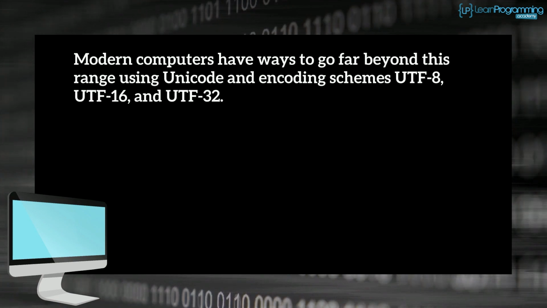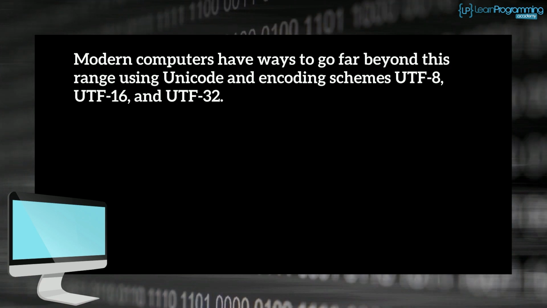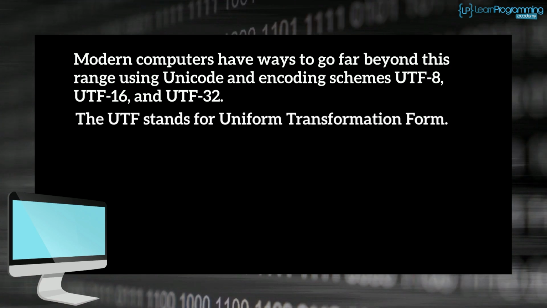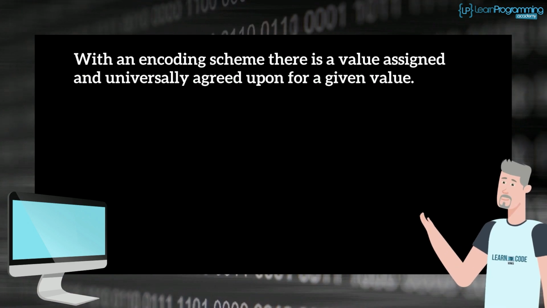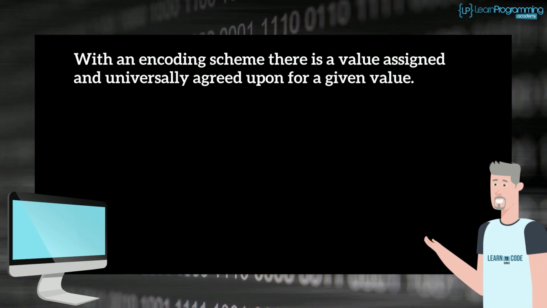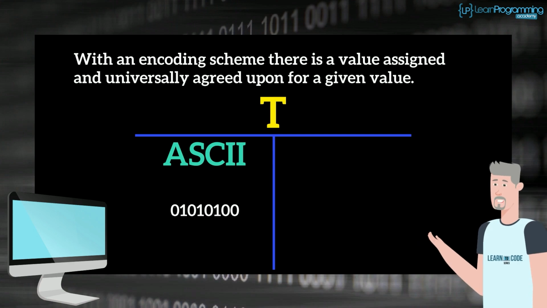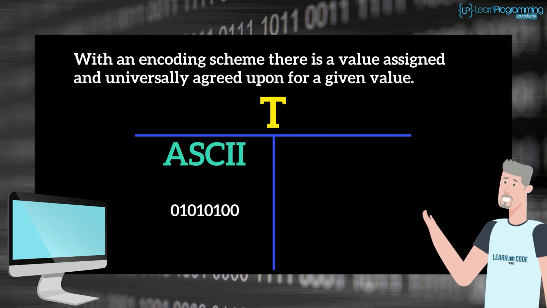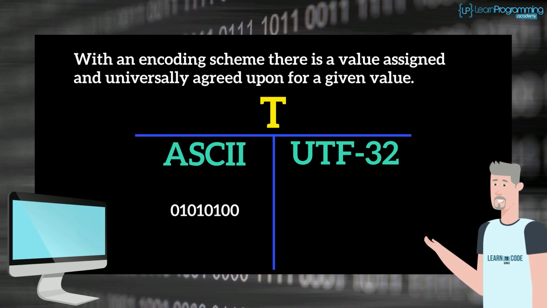Now this is pretty limiting for non-English languages, and modern computers have ways to go far beyond this range using Unicode and encoding schemes like UTF-8, UTF-16, and UTF-32. The UTF here stands for Uniform Transformation Form. The point is, though, that with an encoding scheme, there is a value assigned and universally agreed upon for a given value. Where T in ASCII was binary 01010100, in UTF-32, its value is actually multiple bytes.